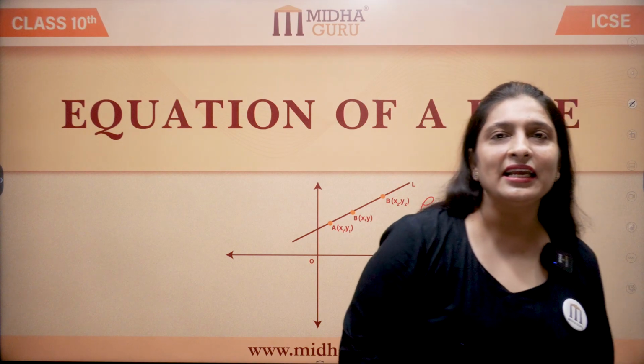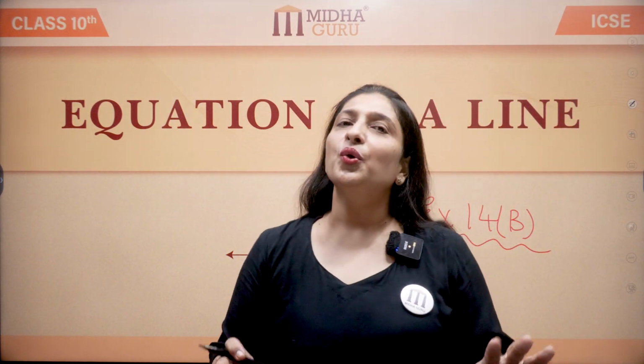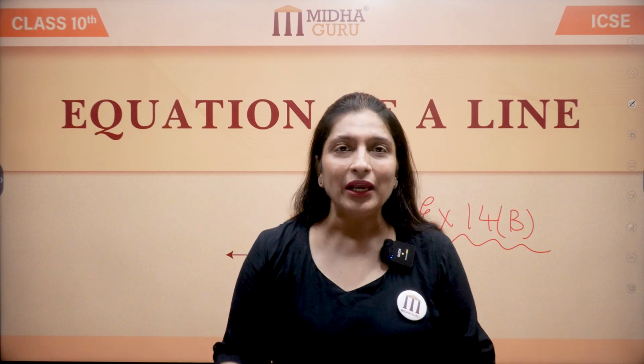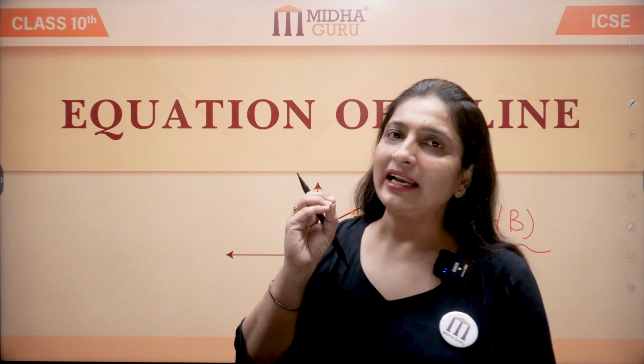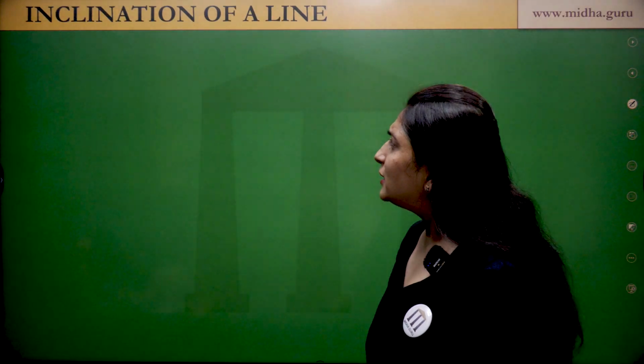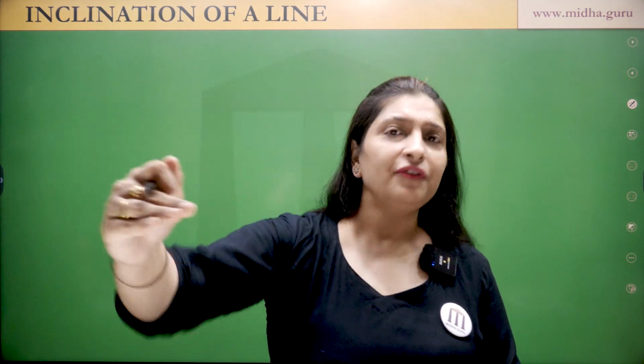But before that, I'll make you understand the topic related to this exercise, which is inclination of a line and the slope. We'll see what inclination of a line and slope are, and then we'll solve all the questions. So before wasting any time, students, we'll just start with inclination of a line. What is inclination of a line? The inclination of a line is the angle which the part of the line above the x-axis is making with the x-axis.